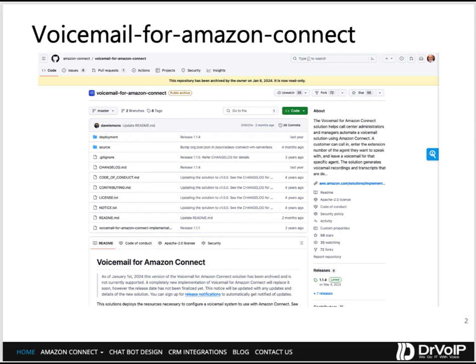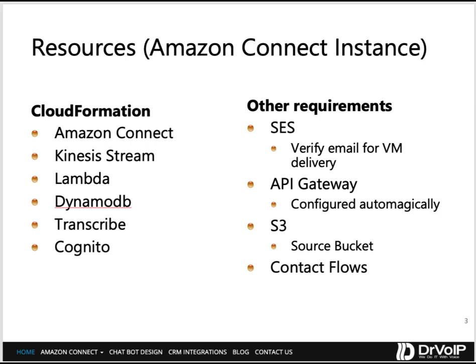Having said that, I'm going to help you understand those nuances and the various steps you have to take to get this configured and working. The resources you're going to need, obviously, you need an Amazon Connect instance, right? You've got your call center, and now you're trying to add voicemail to your call center.